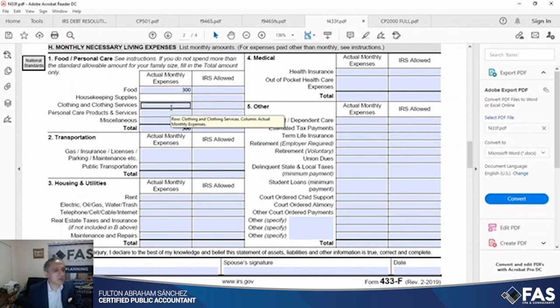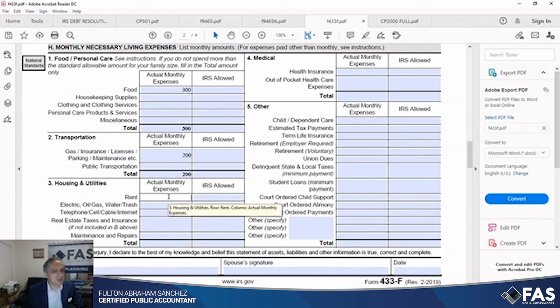Clothing and services. In a month, this is if you take your clothing to the dry cleaning, personal clothing care, and miscellaneous. I'm not gonna use any of these numbers, just the basic food. Then transportation, gas. I'm gonna say 200 per month for gas. If there is public transportation, you can also use public transportation if that is the case.